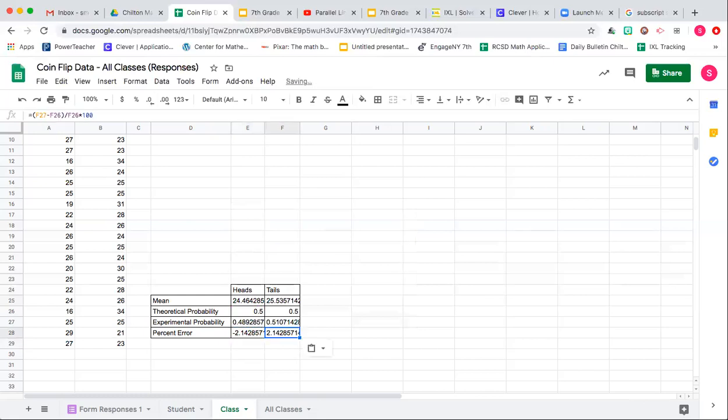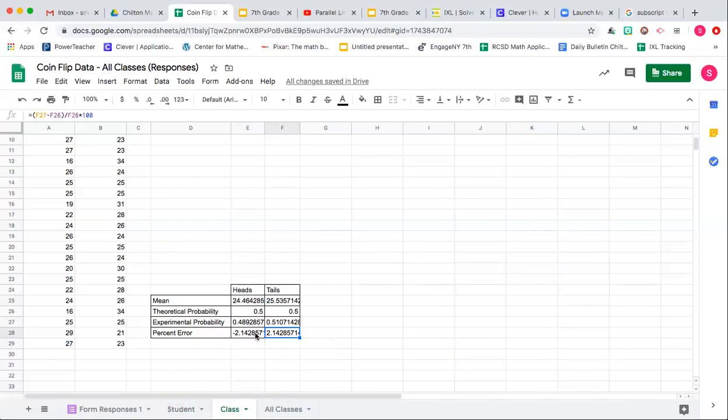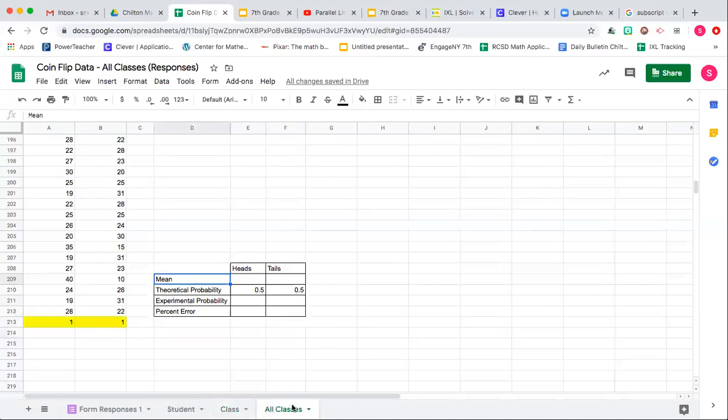So let's copy it over to the tails section. Remember, don't worry about those negatives right now. If you look back at the student data from the first go around, the percent error was 28%. That is huge. But the more students that flipped coins, the closer we got to the actual theoretical probability. The percent error now is very small, about 2%. This was only one class set of data. Let's take a look at all the classes together.